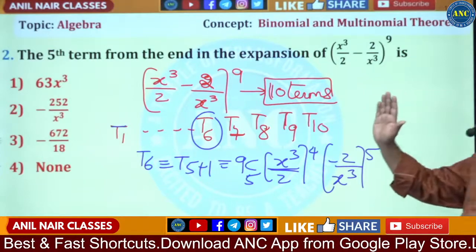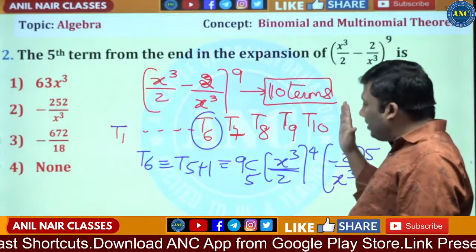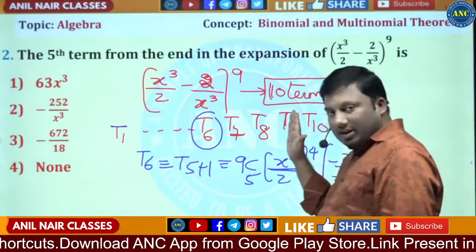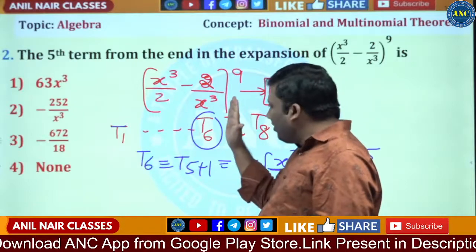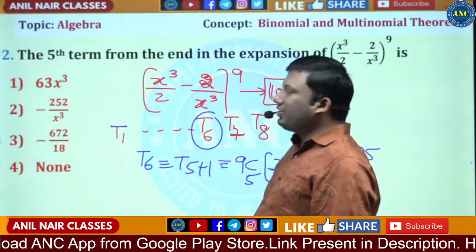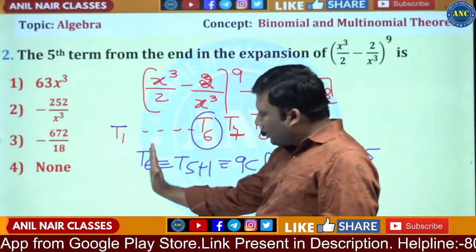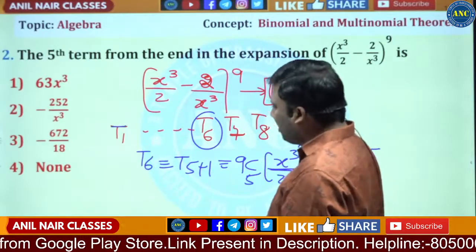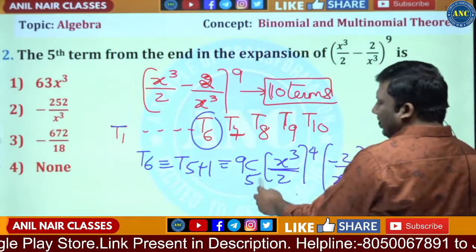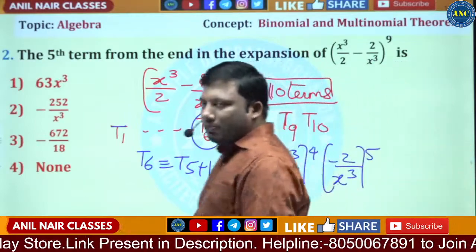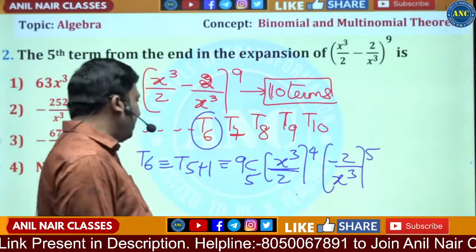So the fifth term from the end: the 10th term will be the first term from the end, then second term from the end, third term from the end, fourth term from the end, fifth term from the end. So T6 we require. T6 is TR plus 1, R will become 5, NCR is 9C5, (x cube by 2) power 9 minus 5, which is 4, and (minus 2 by x cube) power 5.